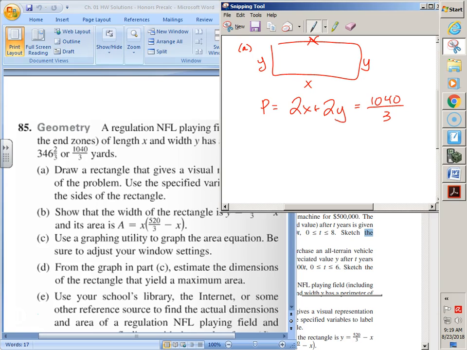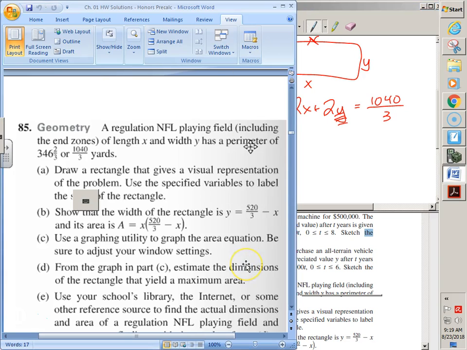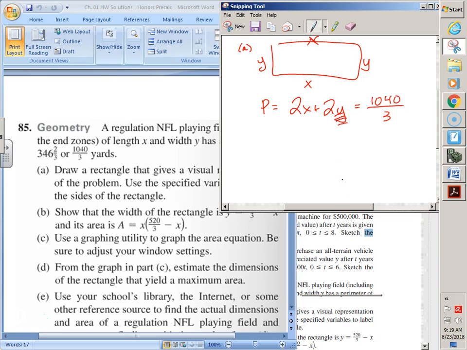Sweet. Letter B says, show that the width, wait, who's the width? Y. Has a formula of, wait, where's my y? What did we do yesterday when the circle was all like in this formula and the x's and the y's were all together on one side of the equation? What did we do to put it in the calculator? Got y by itself. What's going on when it says show that this is true? All they did was get y by itself.